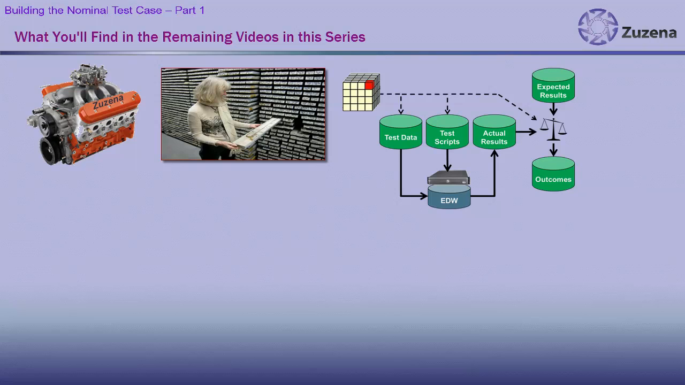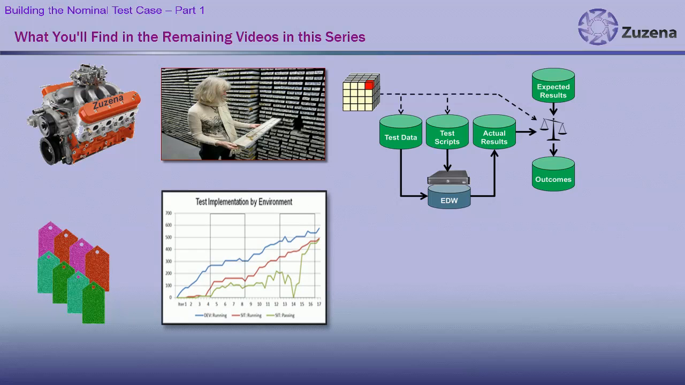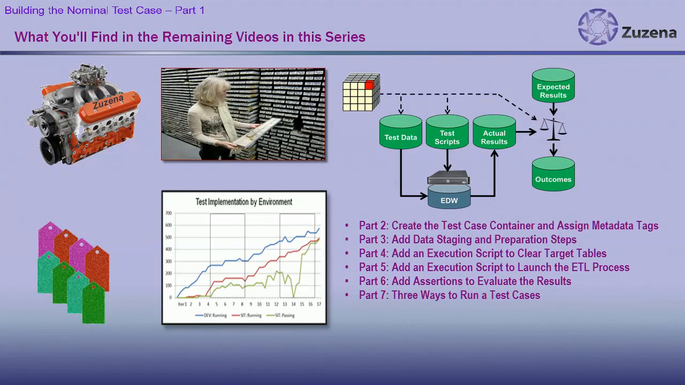We also discussed how your repository should allow user-defined metadata tags so that you can organize your test cases into test suites, which can be executed and evaluated independently. We mentioned that Zuzena has all of these features and many more that will make your DWBI quality assurance process far easier, faster, and more robust. There are several remaining videos in this series. The next video will explain how to create the test case container and assign metadata tags. Use the links on this page to open any of the remaining videos.